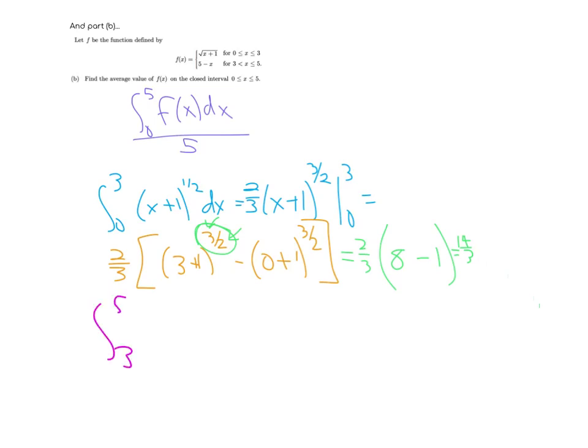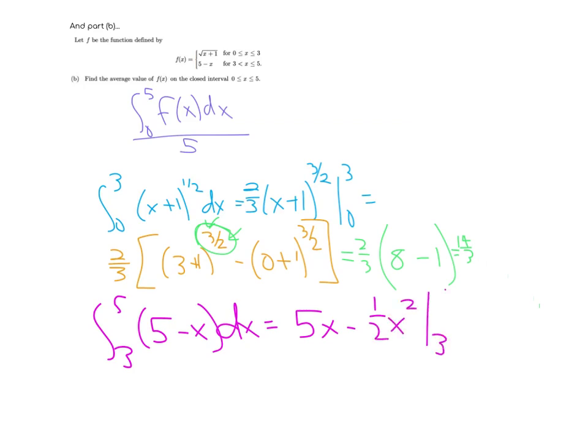Now I also need to do 3 to 5 of 5 minus x dx. I'm going to do it analytically, and then I'm going to show you how you could have done it using a picture. So from 3 to 5, whose derivative is 5? That would be 5x. Whose derivative is x? That would be 1/2 x squared. Let's go ahead and plug in 5. That's 5 times 5 minus 1/2 times 5 times 5, minus 5 times 3 minus 1/2 times 3 times 3.